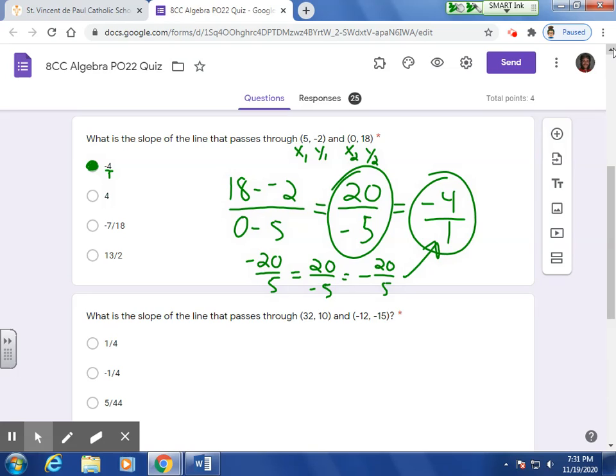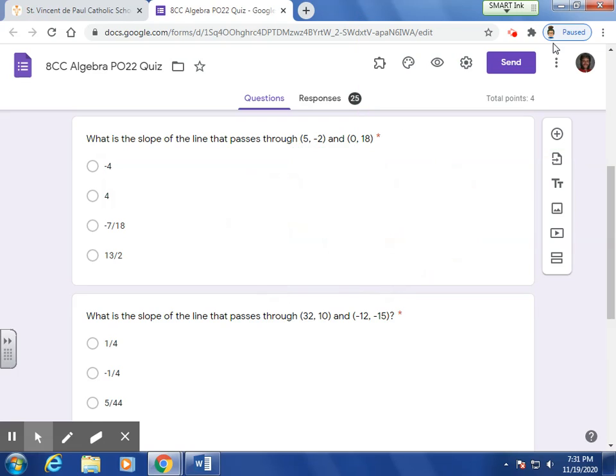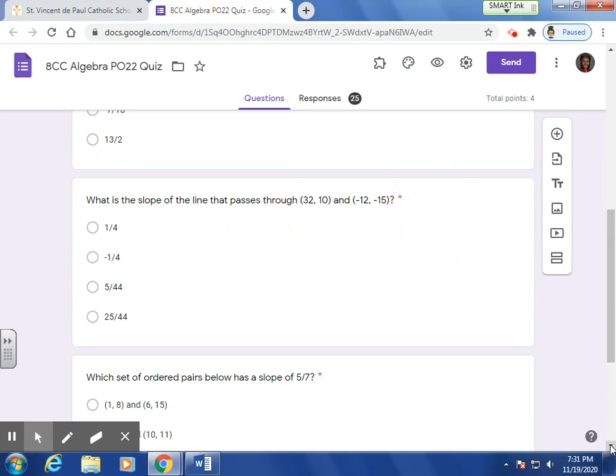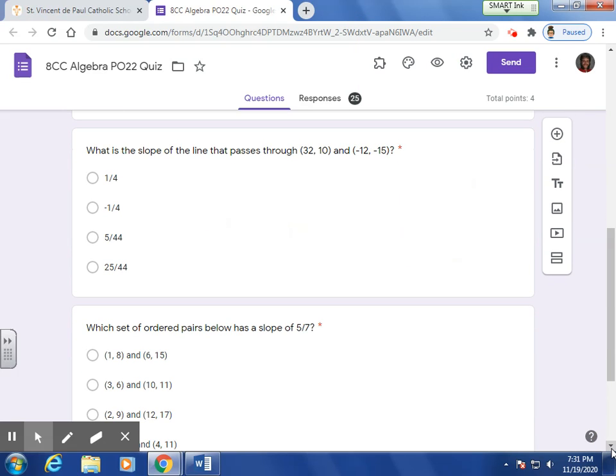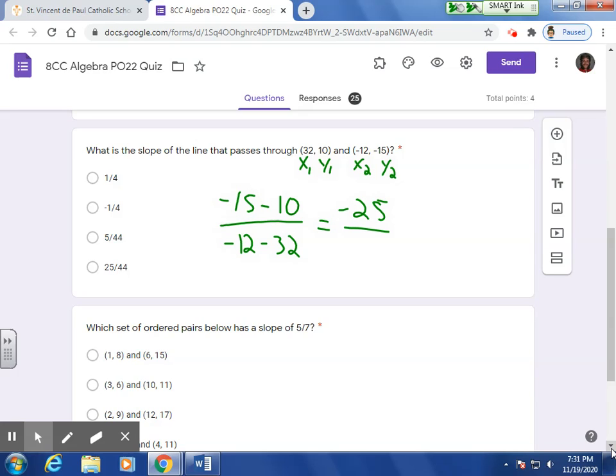So that's the story behind that. Number 3, slope of the line that passes through (32, 10) and (-12, -15). Again, x1, y1, x2, y2. y2 minus y1, -15 minus 10, over x2 minus x1, -12 minus 32. -15 minus 10 is -25, -12 minus 32 is -44.